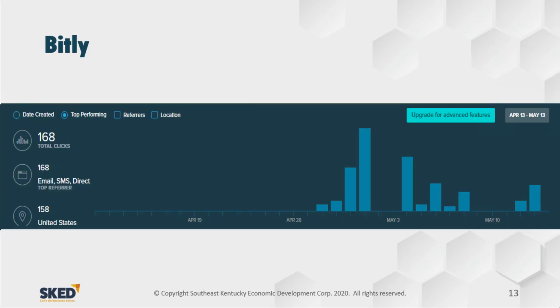So this is an example of the tracking that you get. You can see I started these on April 28th, and you can see the tracking we've got. Since April 28th, our links have been clicked on 168 times. 168 of those have been via email, SMS, or direct. They've all been email. That's the only way people have been able to click on these, through an email link that we've sent out. And 158 of these have been from the US.